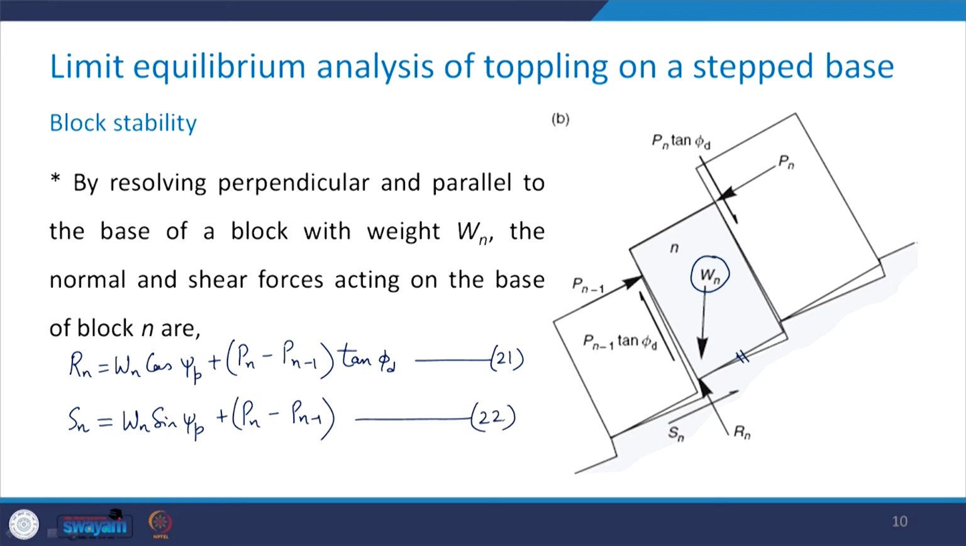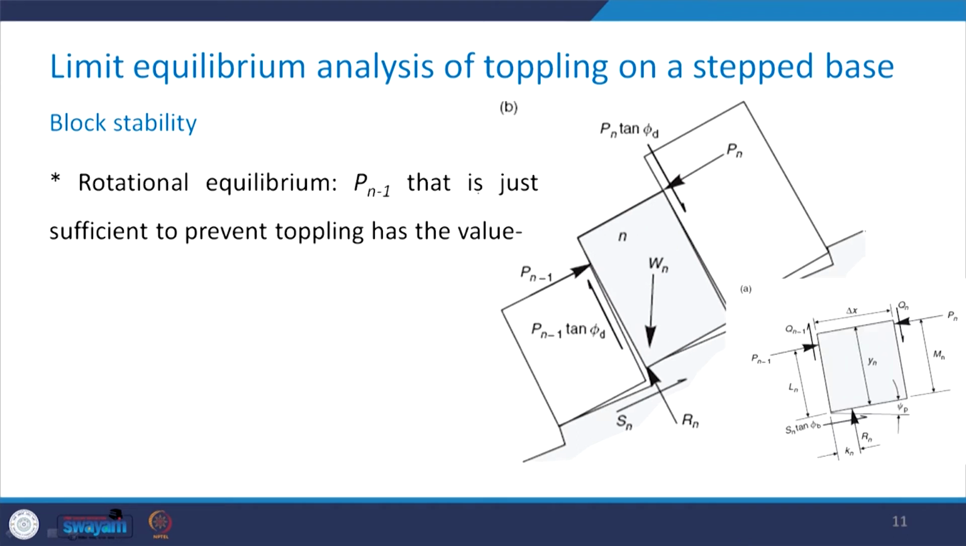So, there is nothing difficult. Take a look at this figure and then get the force equilibrium in the direction perpendicular and parallel to the base of the block whose weight is given by Wn. Then we take the rotational equilibrium and we try to find out this force Pn minus 1, which is just sufficient to prevent toppling. How to do that?